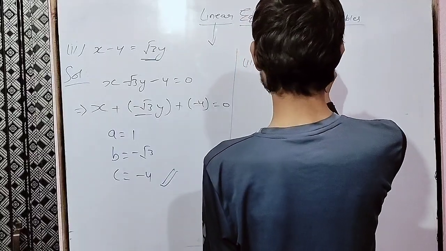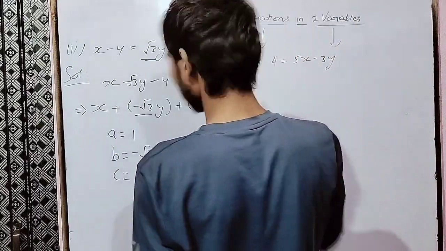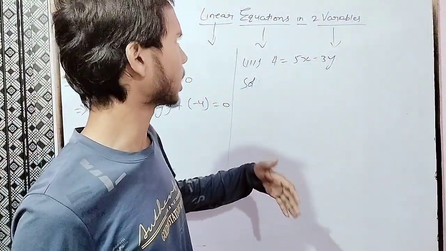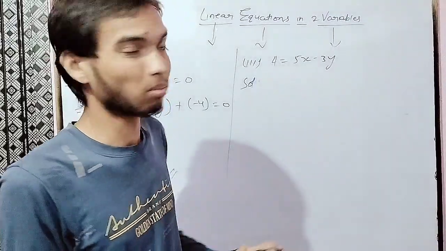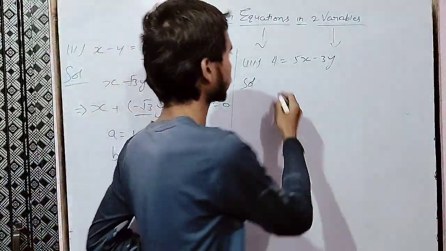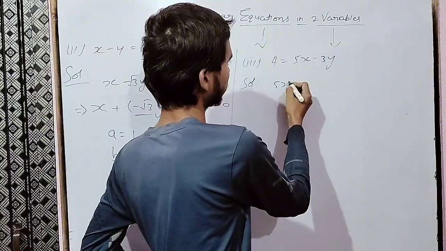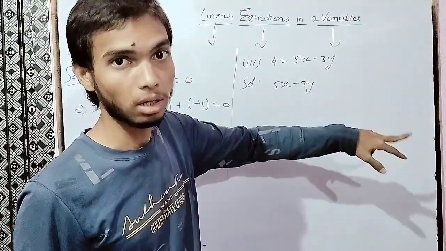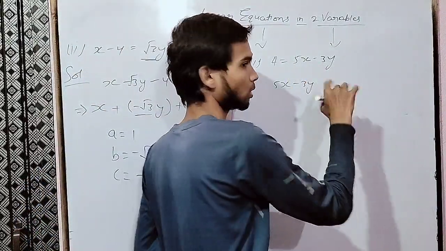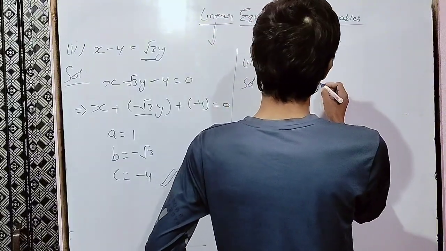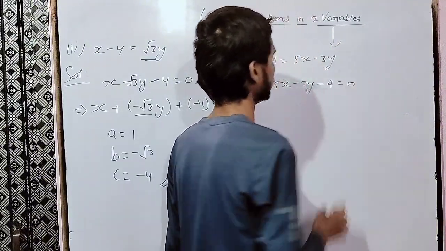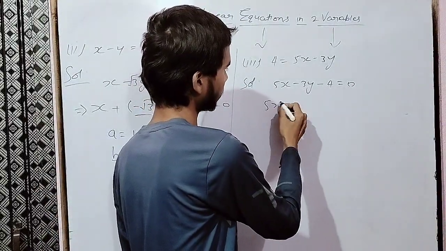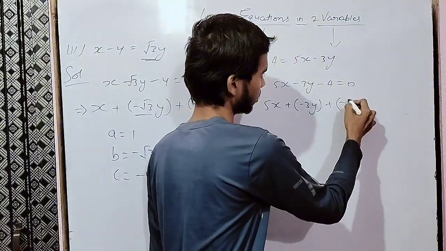Third, which is like that: 4 is equal to 5x minus 3y. Can you solve it? Again, I'm telling you, it is very easy. Just you have to decorate a given linear equation. For example, 5x minus 3y. When this will come on the other side, the operation will be changed. Minus 4 is equal to 0. Okay. Now we can apply addition. 5x plus 3y. Okay, like that.